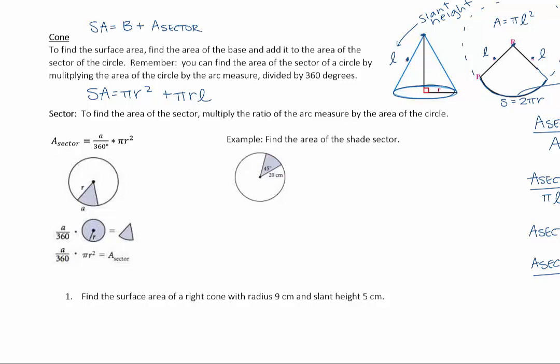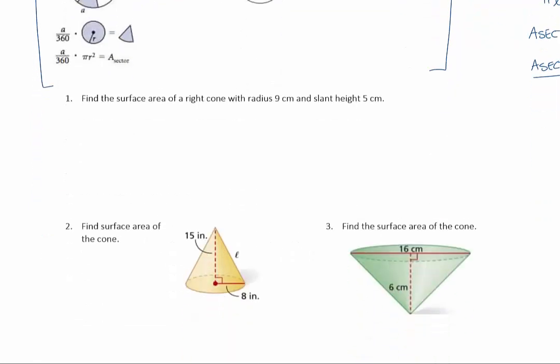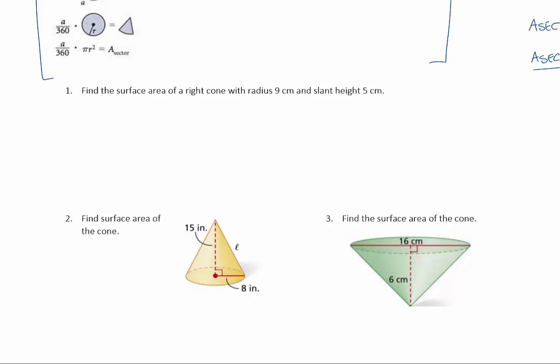I'm not too worried about finding the area of a sector with degrees right now. If you want to try it, I'll fill it in. You can, but it's not really the most important thing. What I'm looking for is that we're able to use this formula to find the surface area of these cones.